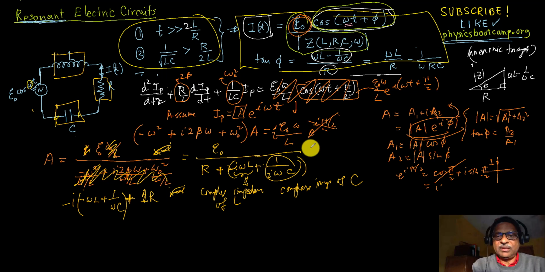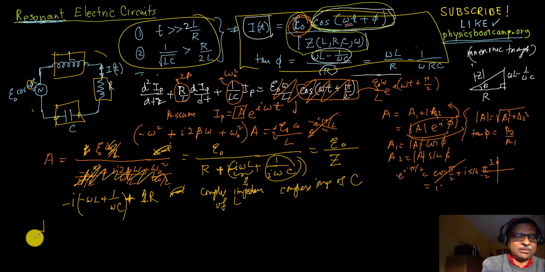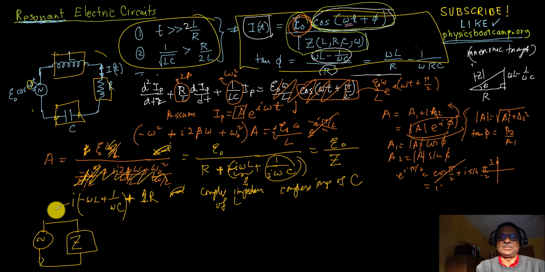So if I write this as E0 over some denominator, which is actually just Z, the total impedance of the circuit. If I were to simplify this circuit, I've got the source and one impedance Z, so that will be the equivalent circuit. And so you get the current amplitude, the complex amplitude. This is the complex current amplitude. It doesn't have the entire current.